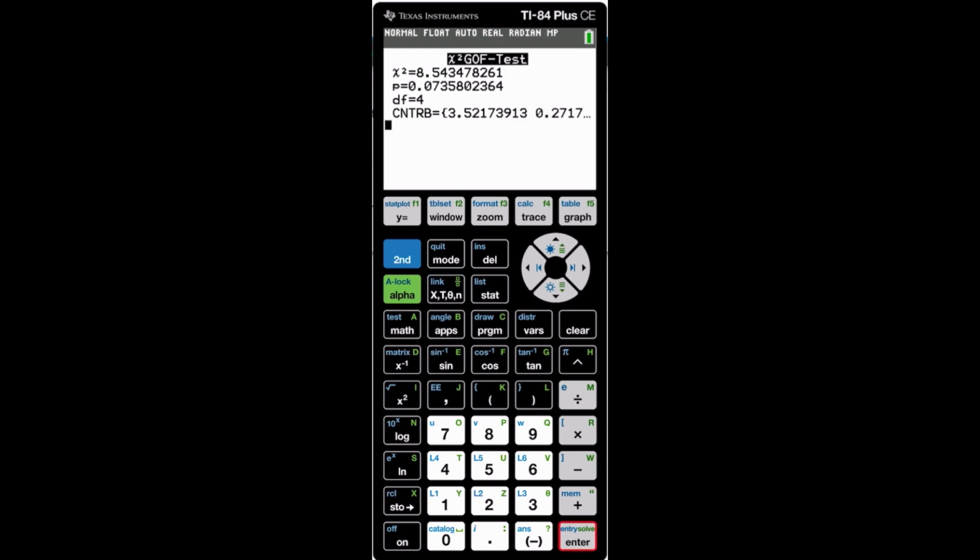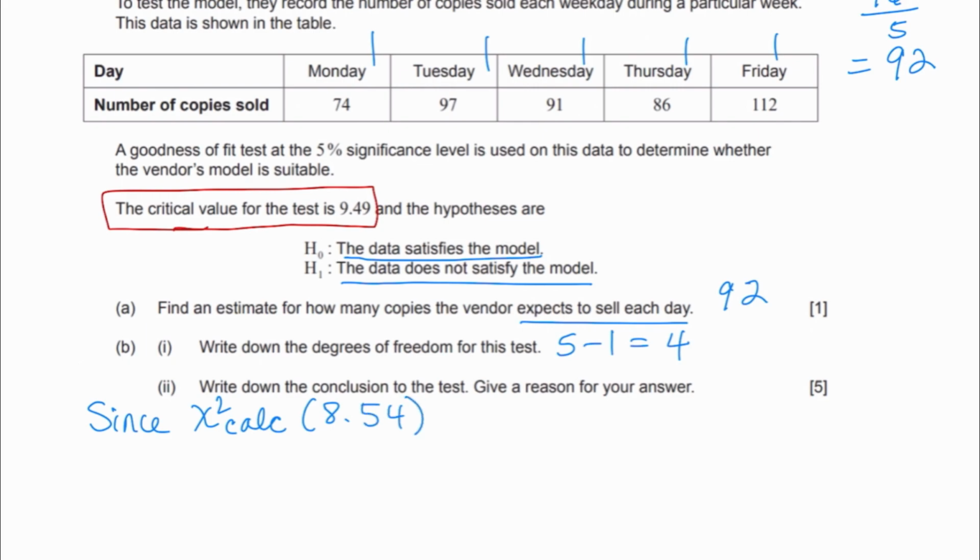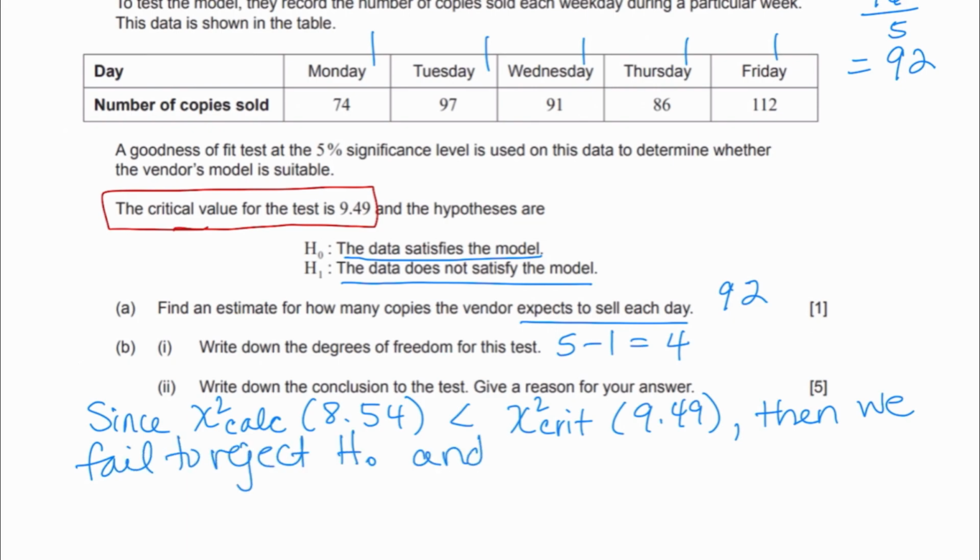And so this is going to be my answer. The chi-square calculated value is 8.54. The p-value is 0.07358. And of course, the degrees of freedom, which we found, is equal to 4. When I go back to the problem, they have given me the critical value for the test, which means that I can make my conclusion by comparing the calculated value that we just got from the calculator and the critical value. If I do that, I'm going to say that since the chi-square calculated value that we just got from the calculator, which is 8.54, is less than the chi-square critical value of 9.49, because that's what they have told us, then we accept or fail to reject the null hypothesis and conclude that the data satisfies the model.